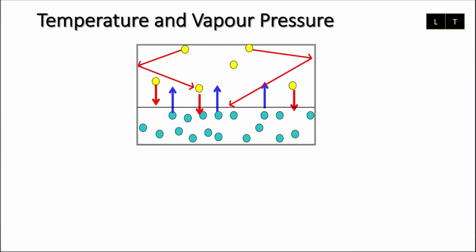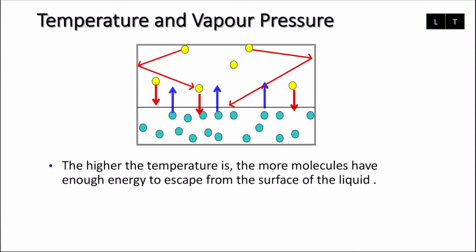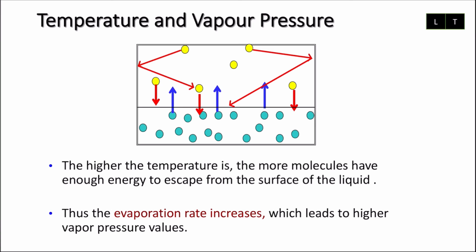Now, kita go pula kepada relationship temperature with vapor pressure. Sekiranya temperature itu tinggi, more molecules have enough energy to escape from the surface of the liquid dan kita akan nampak evaporation rate itu bertambah. Di sinilah dia akan results to higher vapor pressure values. So ini case yang sama macam Miss explain daripada tadi. So itu adalah relationship antara temperature and vapor pressure.